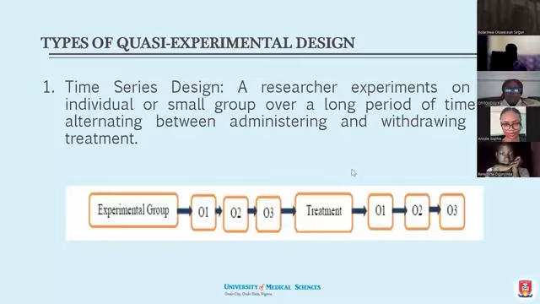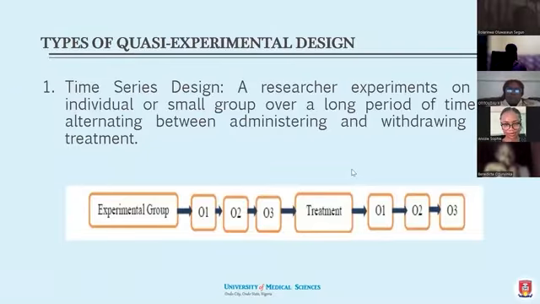So there are different types of quasi-experimental design. You can have what's called time series. In time series experimental research, the researcher experiments on a group of individuals or a small group over a long period of time. And what happens is that there is alternation of treatment, or what we call intervention. There is alternation in your treatment.